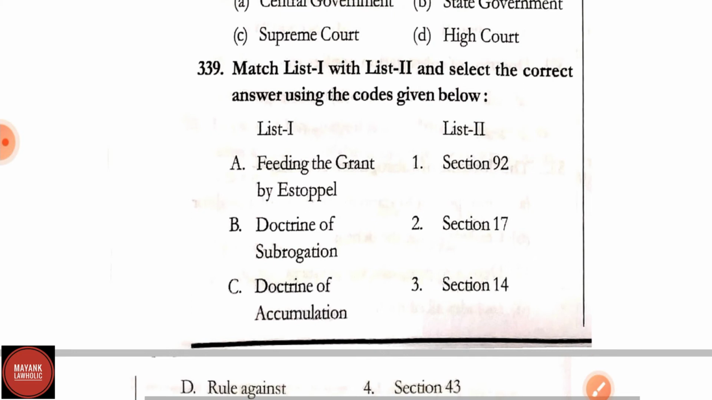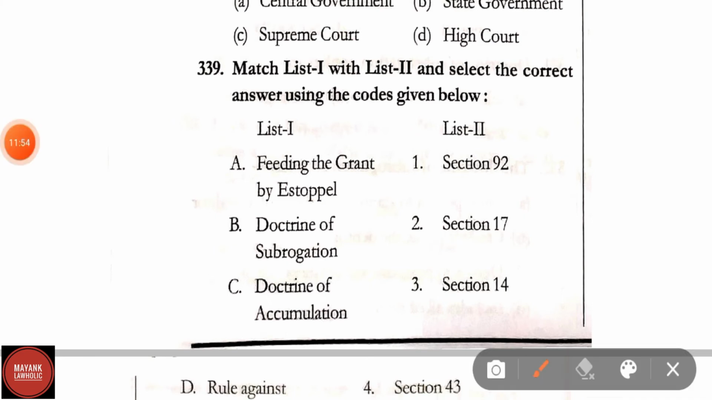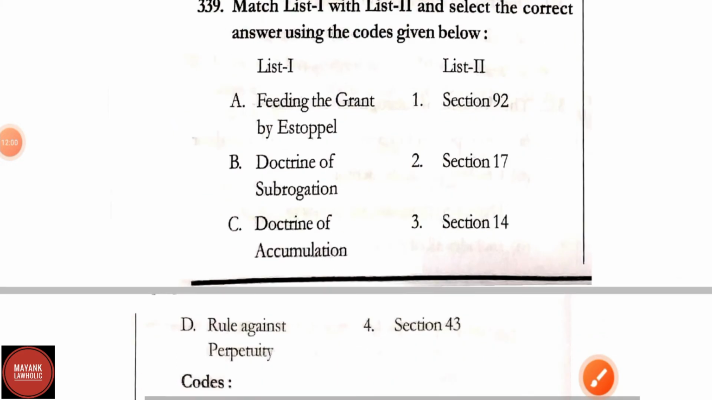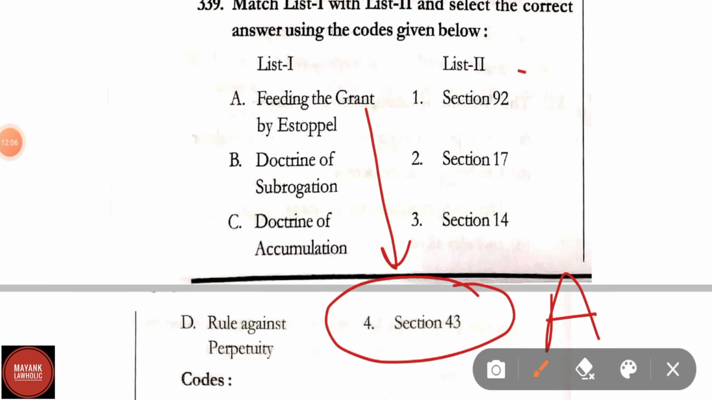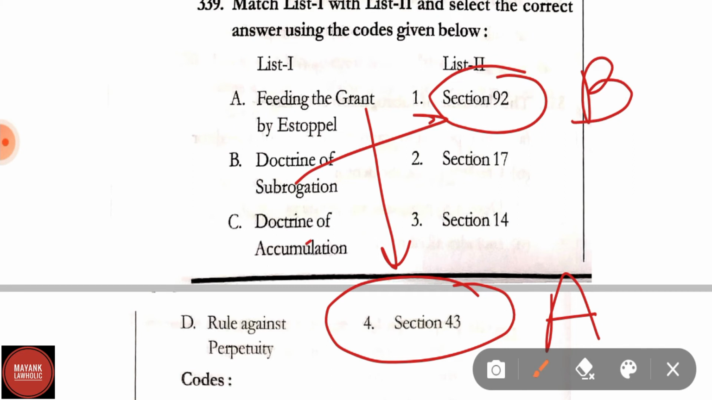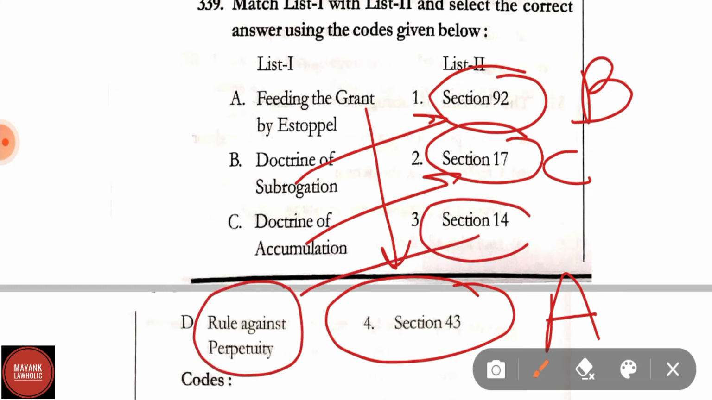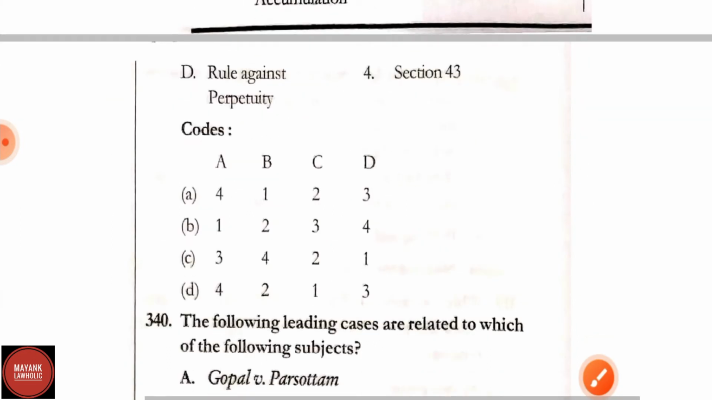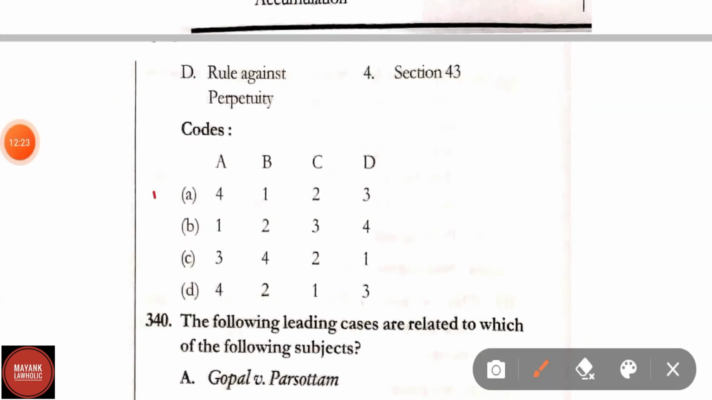Question number 339. Match list 1 and list 2 and select the correct answer by using the codes given below. Feeding the grant by estoppel: correct answer is section 43. Doctrine of subrogation: correct answer is section 92. Doctrine of accumulation: correct answer is section 17. And rule against perpetuity: correct answer is section 14. By going through these matches, the correct code will be option A.